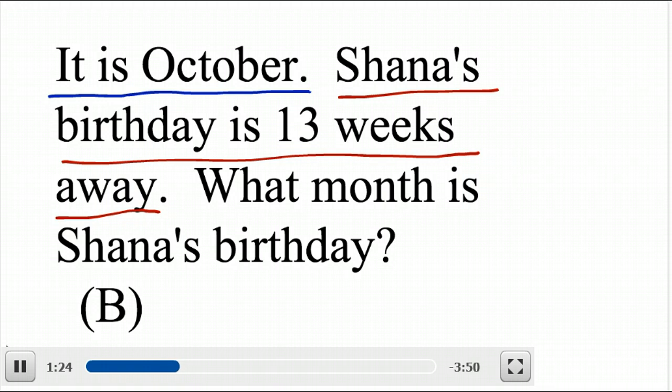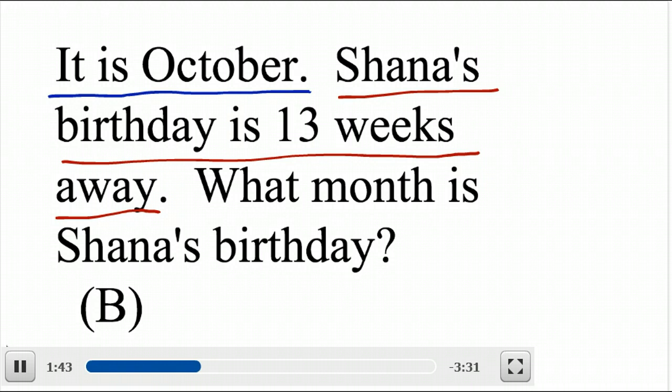There's something missing from this problem. Do you know what it is? It doesn't tell us what day it is in October. It could be October 1st, it could be October 10th, it could be October 31st. So we're going to look at all the possible answers.